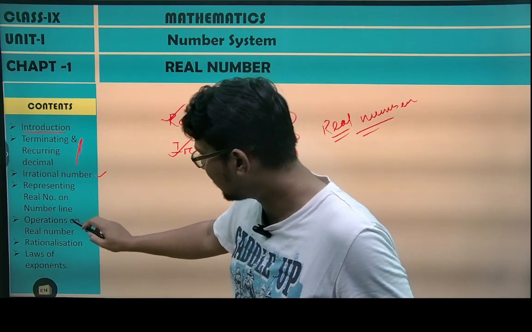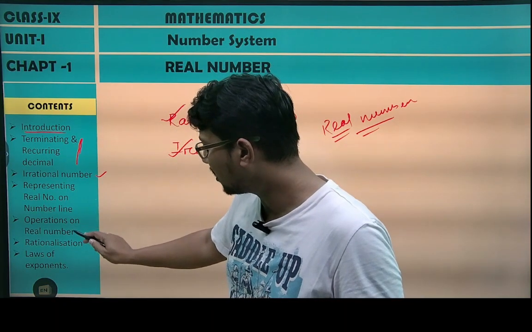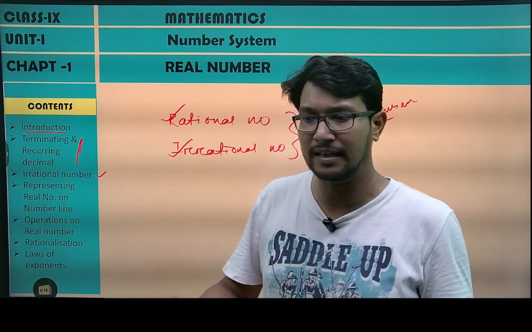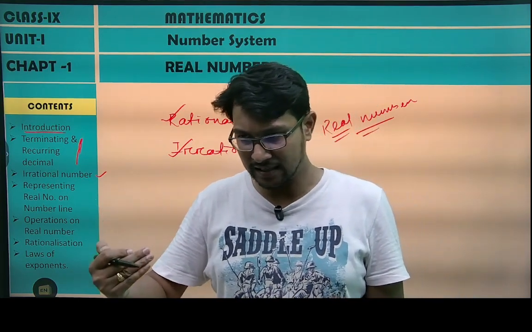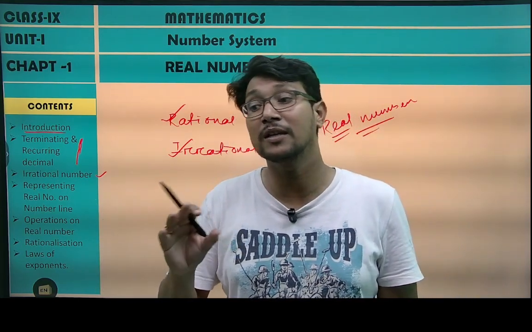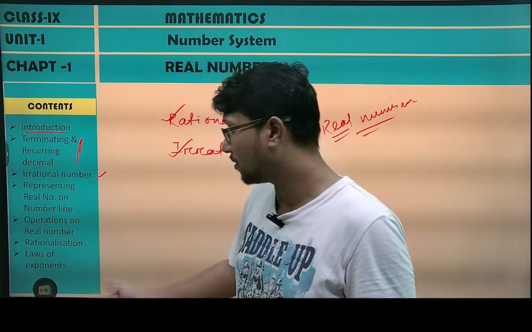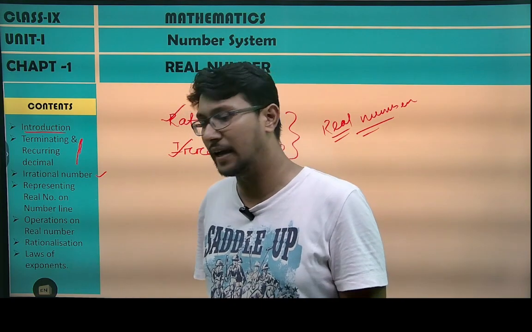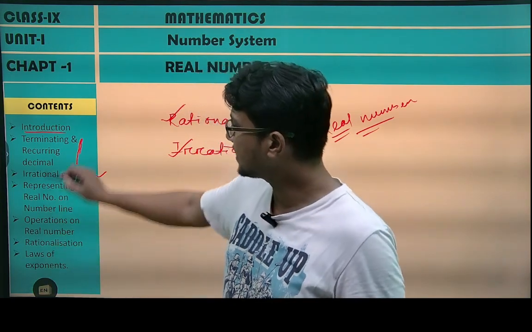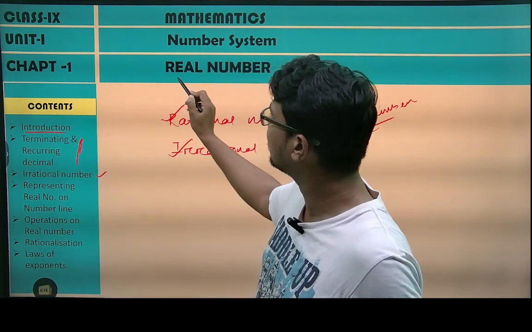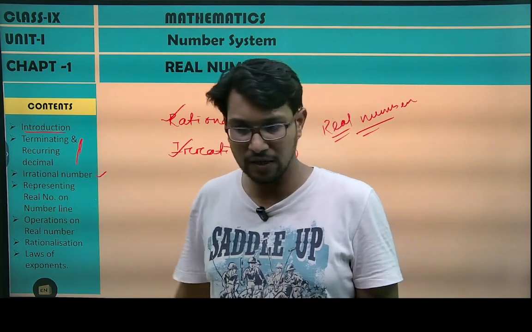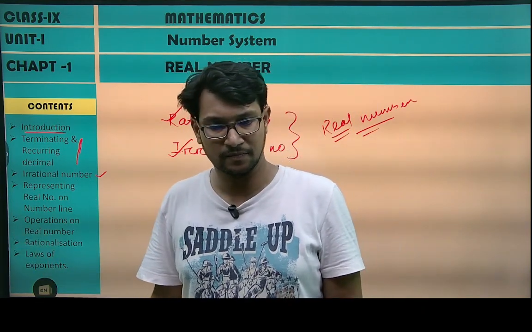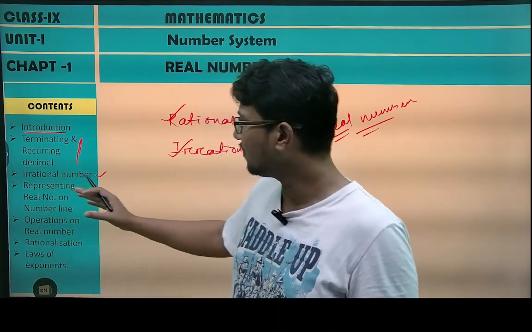And then is which one? Operation on real number. Operation means like addition, subtraction, multiplication, and what? Division. About operation we know. And then rationalization and laws of exponents. These are the contents of this chapter. We are going to discuss all these things. Are you clear? So one by one we'll discuss.